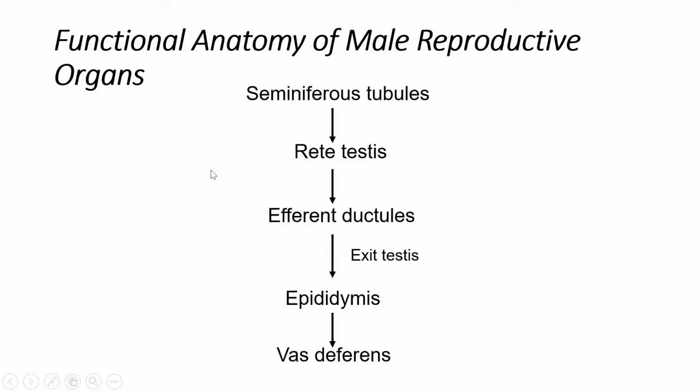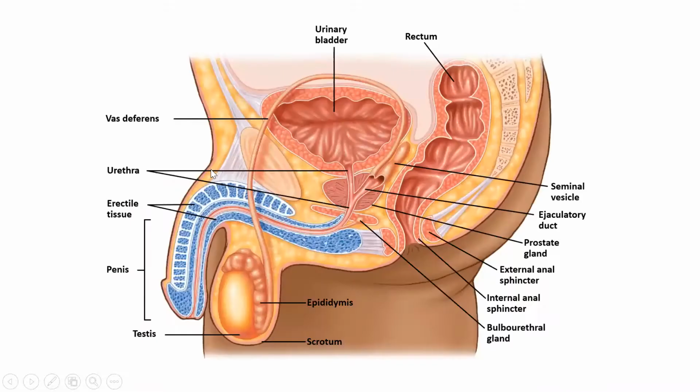Let me go back to this slide to kind of point these structures out again. So here's the seminal vesicle that releases that fructose, enzymes, and so on. Here is the bulbourethral gland, sits at the base or the bottom of the prostate. And then here is the prostate itself.